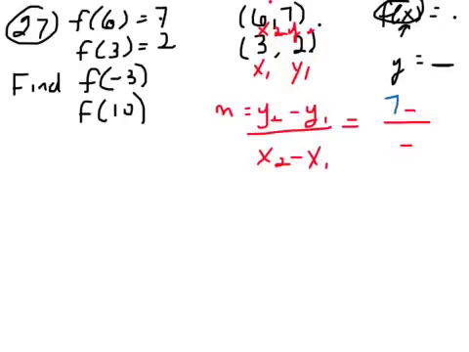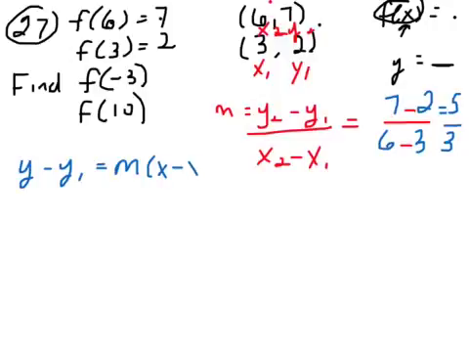Y2 is 7, Y1 is 2, so that's 5 on top. And on the bottom, X2 is 6, and X1 is 3, 6 minus 3 is 3. So my slope is 5/3. So what I'm going to do is use the point-slope equation: y minus y1 is m times (x minus x1). I'm so glad this book is emphasizing this so heavily because it helps when you get to calculus.